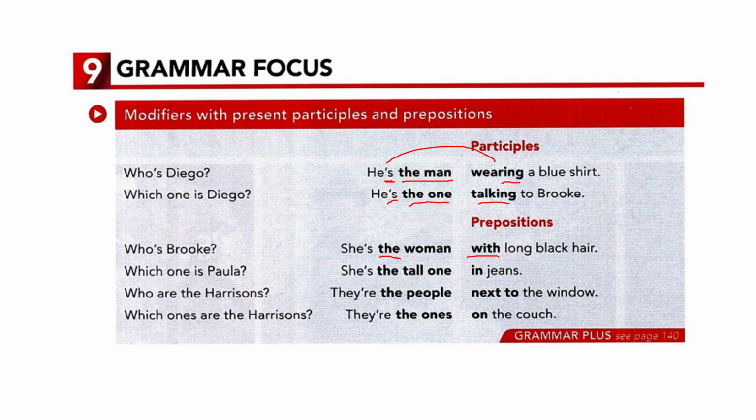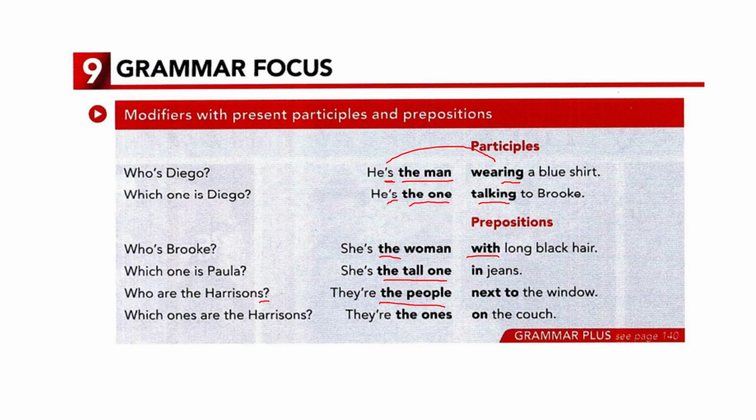You decide which one you want to use. Again, which one is Paula? Singular. She is the tall one. Ella es la alta. She's the tall one in jeans. Who are the Harrisons? They're the people, because we're talking about the Harrisons, plural. They're the people next to the window. Or which ones are the Harrisons? They're the ones on the couch.